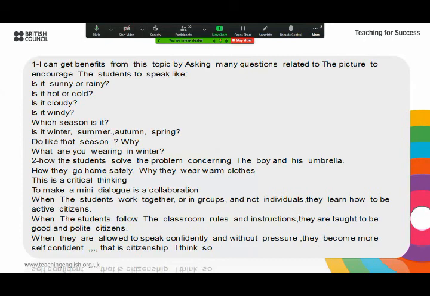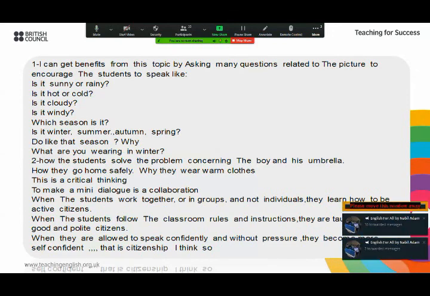So how do students solve the problem concerning the boy and his umbrella? How do they go home safely? Okay, safely. When they wear warm clothes, why do they wear warm clothes? I think this is critical thinking.